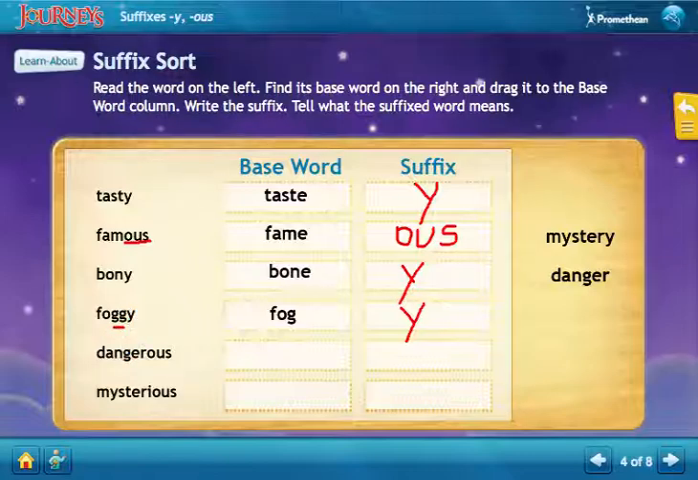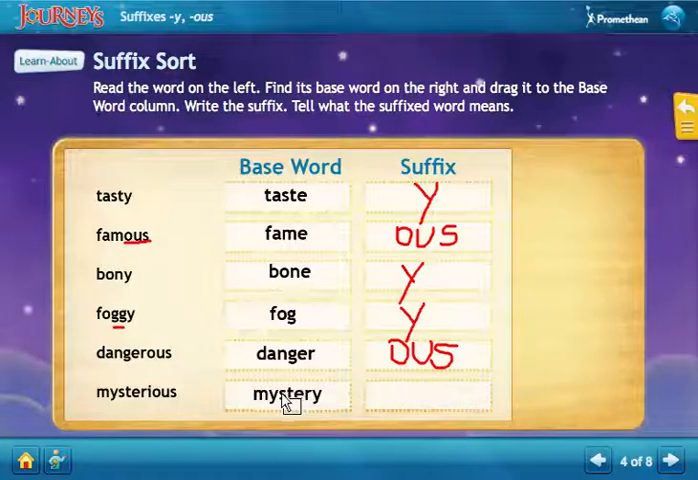The next one is danger. Dangerous was from the base word danger, and we just added an OUS to this one. Nothing was changed, and you might say, well, it ends in a consonant. Why wasn't the R doubled? Well, remember, it only doubles on one-syllable words. Fog is one syllable. Danger was two syllables, so we did not double that.